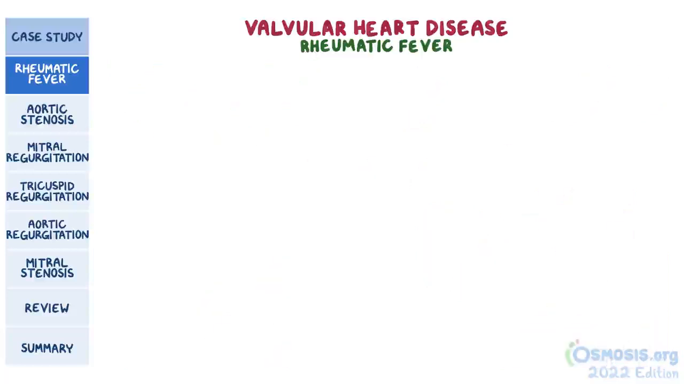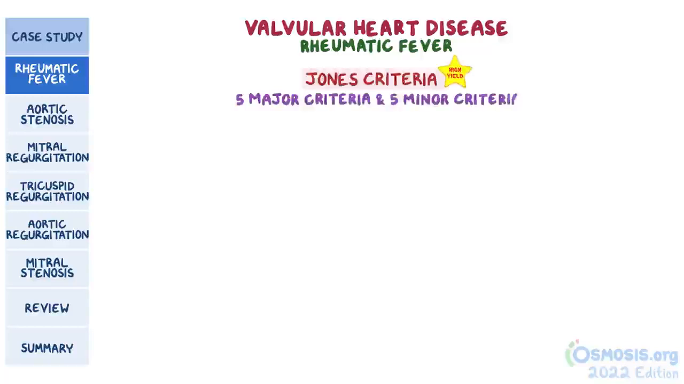Alright, so not everyone that gets strep throat gets rheumatic fever, and it's actually only a small minority that get it. However, the individuals that do get rheumatic fever from strep infections will have a variety of clinical findings. These make up the Jones criteria, which is divided into 5 major criteria that you have to remember, and 5 minor criteria that are also good to keep in mind. Let's go over the major criteria first.